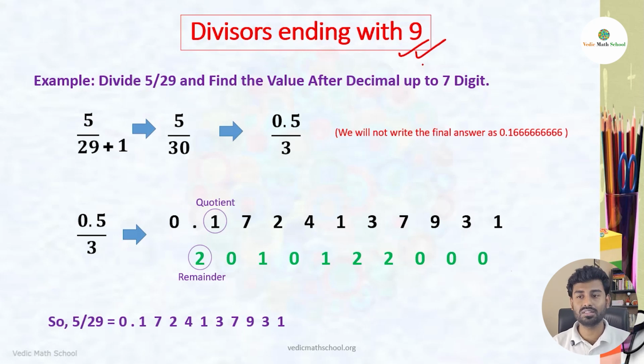I already discussed this in the previous example, but I'm discussing it again here. Just focus on each and every example because each example is unique. Divisor ending with 9, and the next slide will be divisor ending with 8, so you can understand what the correlations are. In the case of 9, look here, I am just adding plus 1 and it becomes 5 upon 30. Now divide both values by 10 and you get 0.5 upon 3. Now this is divided and you get 0.1, so this 1 is your quotient and 2 is your remainder.